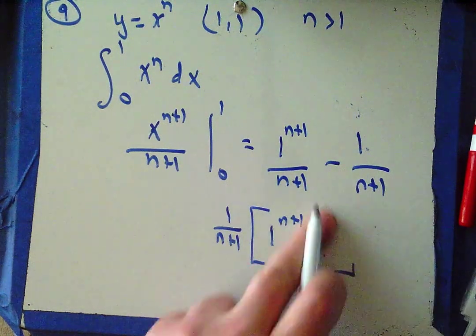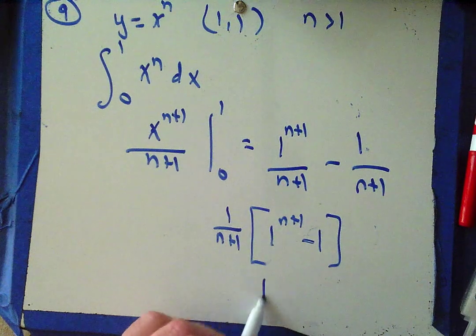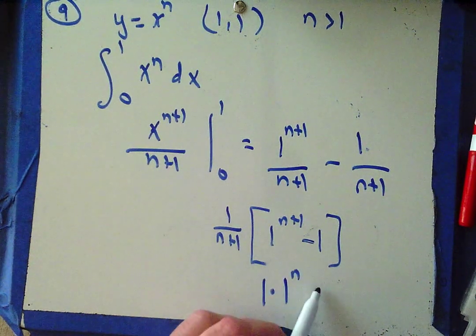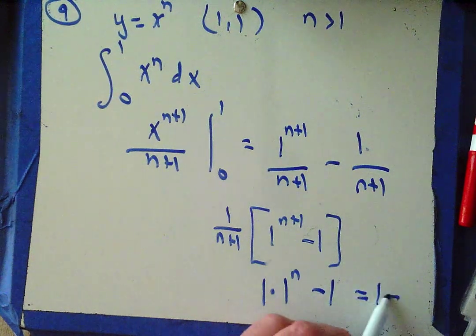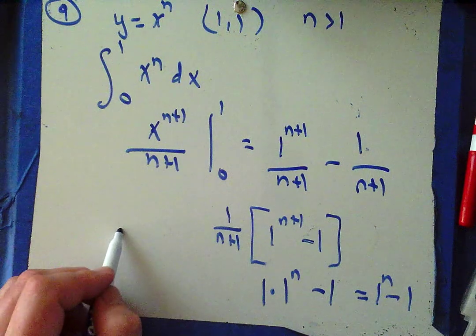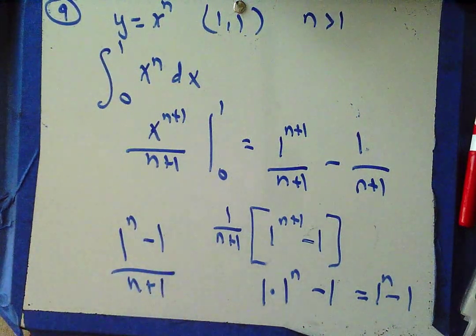This is 1 times 1 to the n minus 1, which is 1 to the n minus 1. So I have 1 to the n minus 1 over n plus 1. Is that tidier?